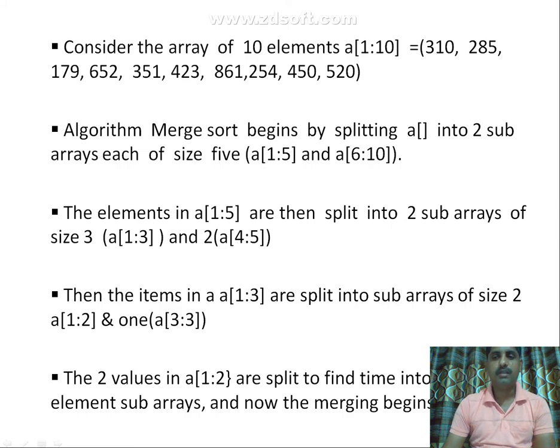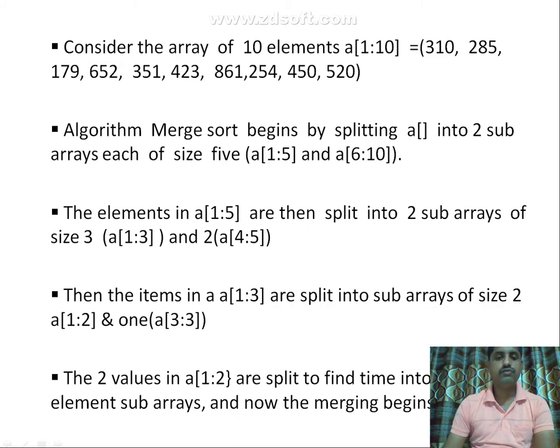The elements in A[1:5] are then split into two subarrays, that is mid equal to (low plus high) by 2, that equals (1 plus 5) by 2, that is 6 by 2, equal to 3. That is A[1:3] and A[4:5]. Then also we go for A[1:3], mid equal to (1 plus 3) by 2, that equals 2, and split into two subarrays, that is A[1:2] and A[3:3].